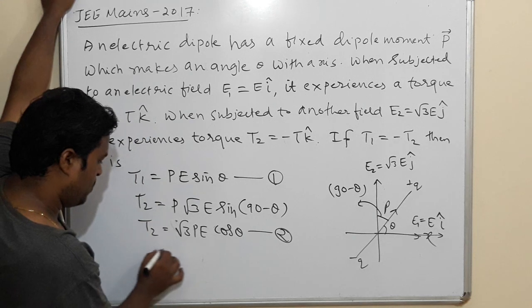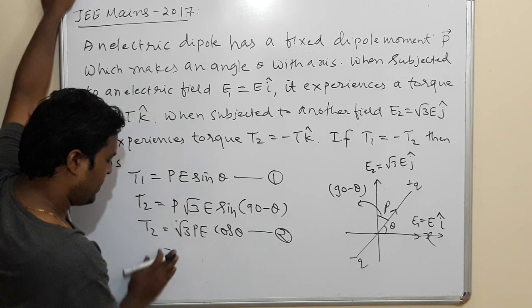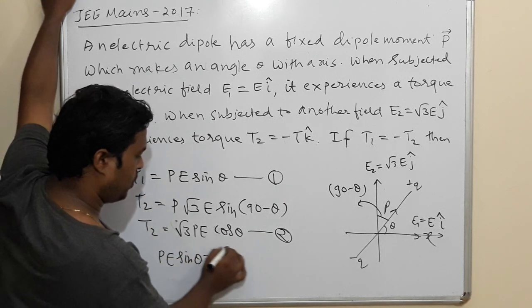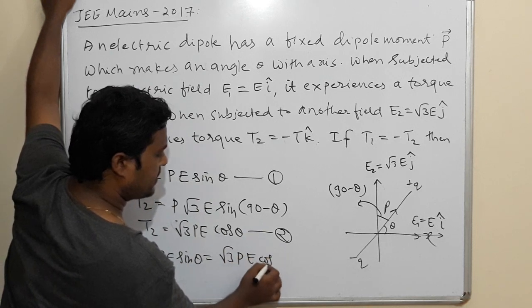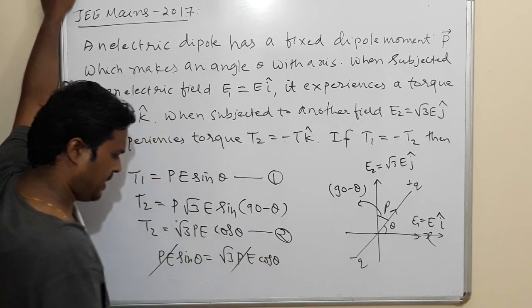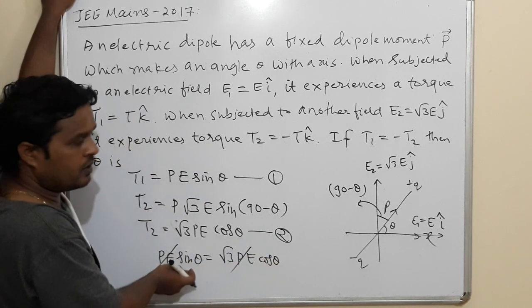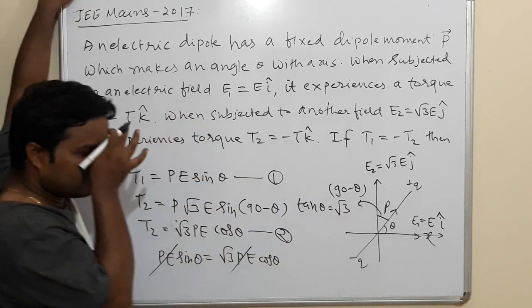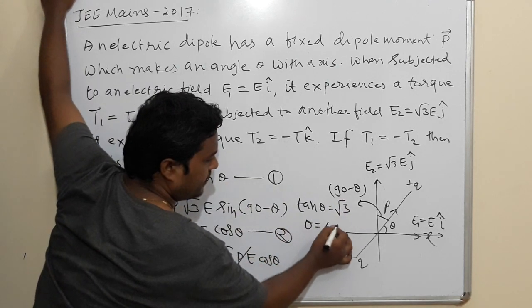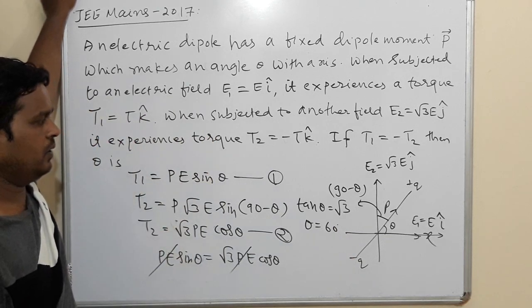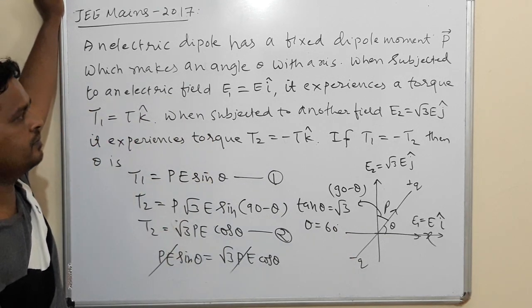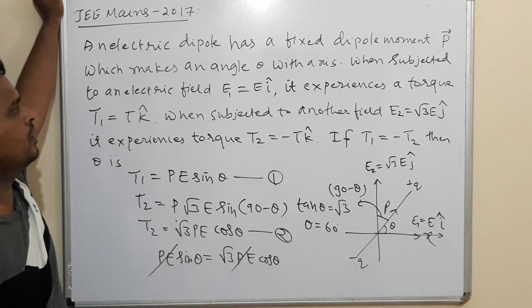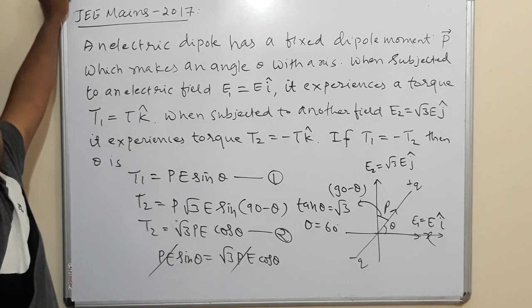In the problem it is given that these two torques are equal and opposite. That means PE sin theta will be equal to root 3 PE cos theta. PE gets cancelled. This will be sin by cos, which is tan. So tan theta is equal to root 3 and theta is equal to 60. Option number 3 it may be. Okay. Theta is 60. These are some examples based on dipole. In the next class we will study another topic. Okay. Thank you.